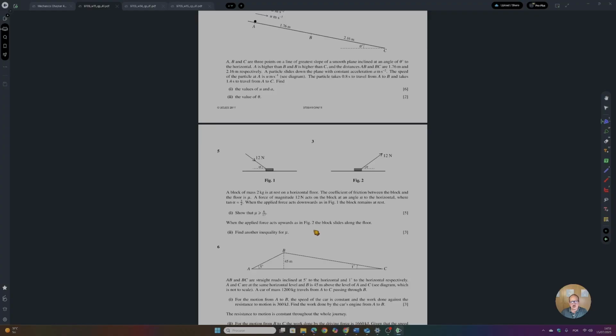is at rest on a horizontal floor. The coefficient of friction between the block and the floor is mu. A force of magnitude 12 newtons acts on a block at an angle of alpha to the horizontal, where tan of alpha equals 3/4. When the applied force acts downwards, as in picture 1, the block remains at rest. Show that mu is bigger or equal to 6/17.